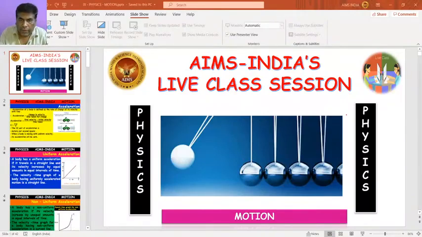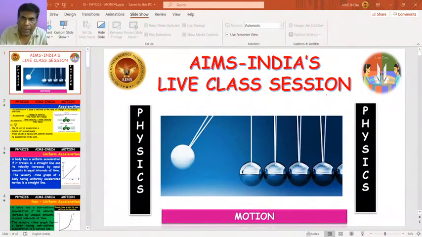So suppose a car is there. I want to create movement in the car. So how can I create movement in the car? By applying force, I can create movement in the car.